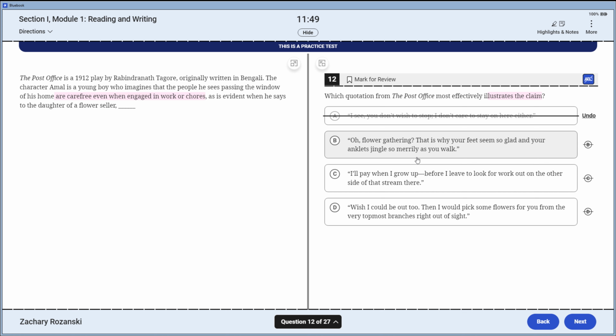Oh, flower gathering. That is why your feet jingle so. This is very positive. We want anklets jingling somewhere as you walk. This seems that they're having fun with the chore. I'll pay when I grow up, before I leave to work on the other side of the stream there. This seems like he's robbing people.